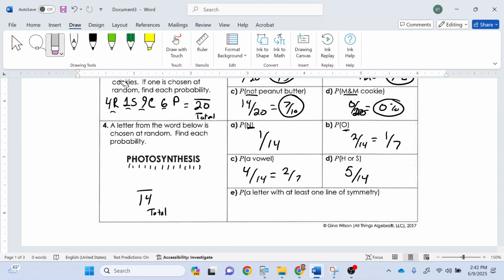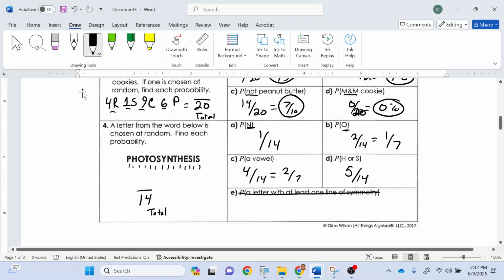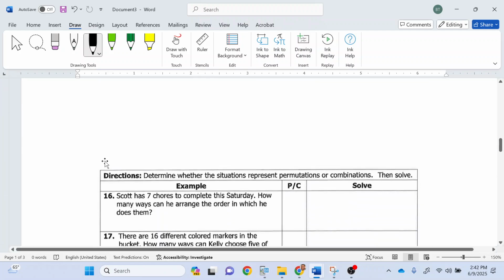All right. A letter with at least one line of symmetry. We talked about that in person. I will not give you a question like that. Don't sweat that. All right, let's go to the next thing.